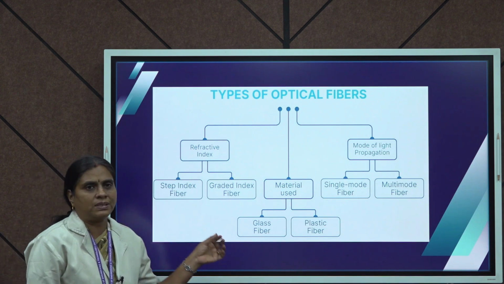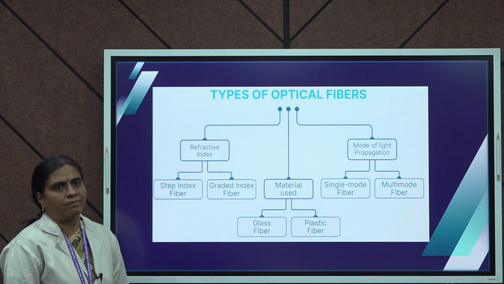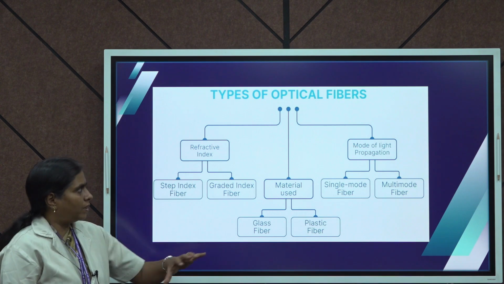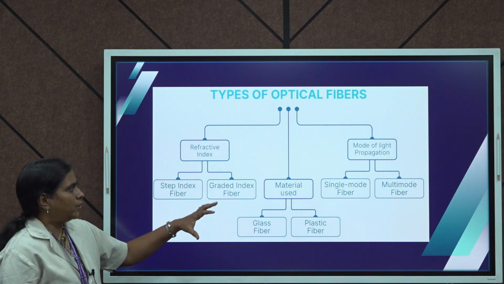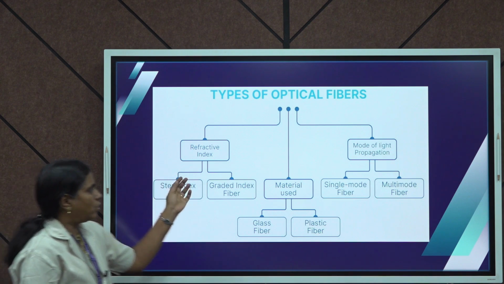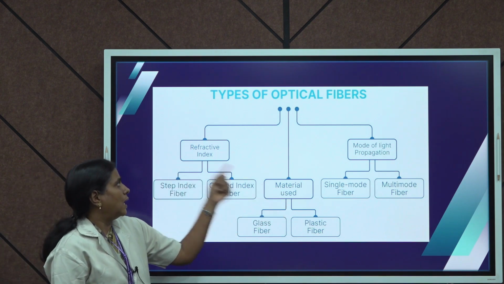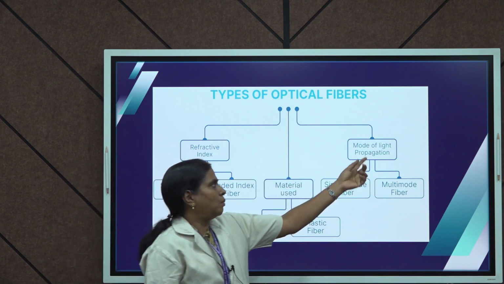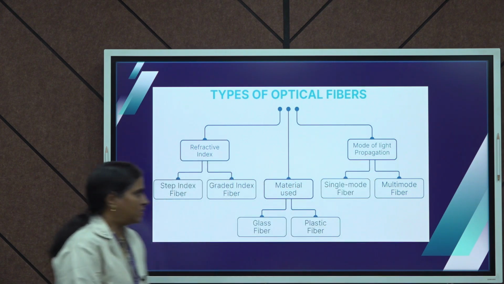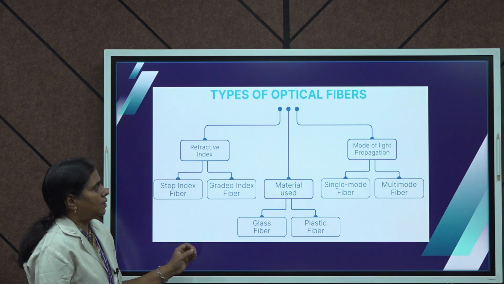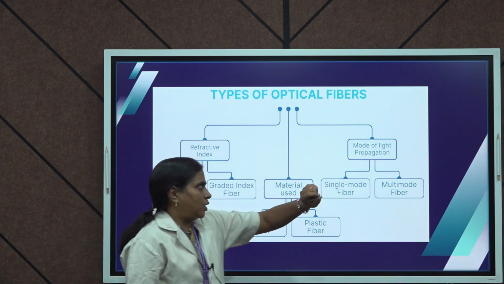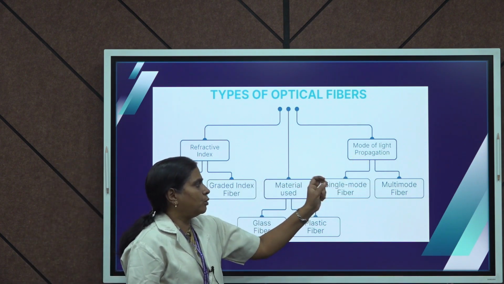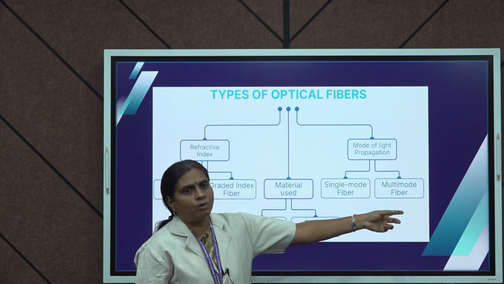Now we will discuss the types of optical fiber. The optical fibers are classified into three categories: based on the material used, based on their refractive index profile, and based on the mode of light propagation. We will discuss them one by one. First, mode of light propagation. It can be split up into single mode fiber and multi-mode fiber.